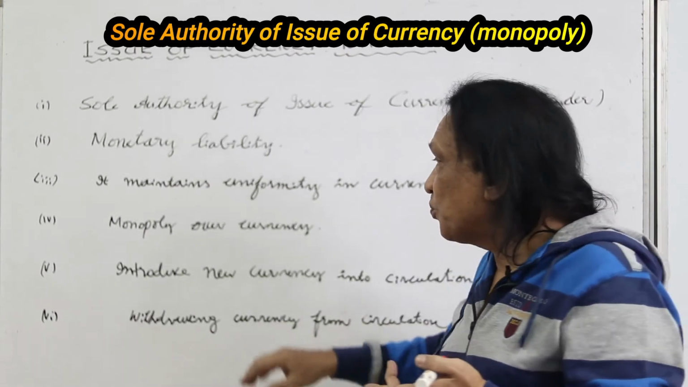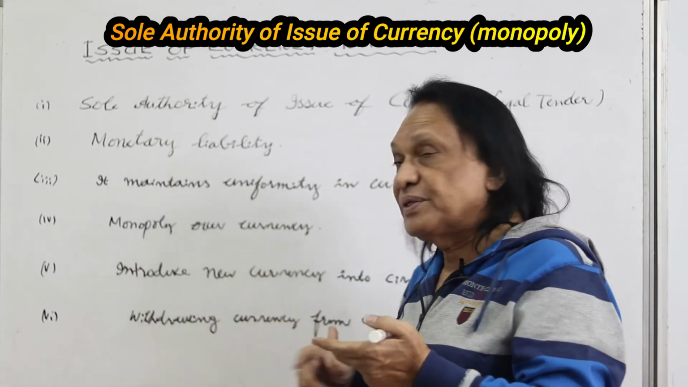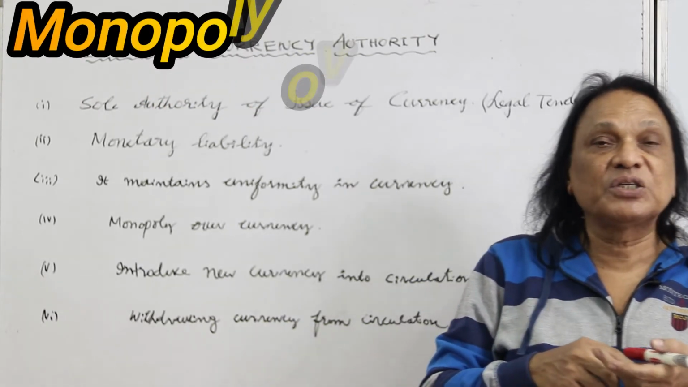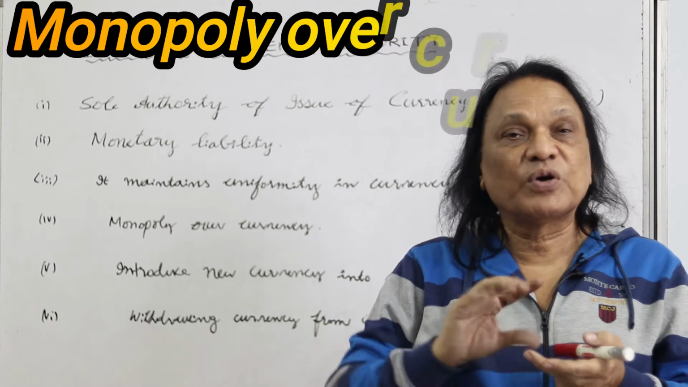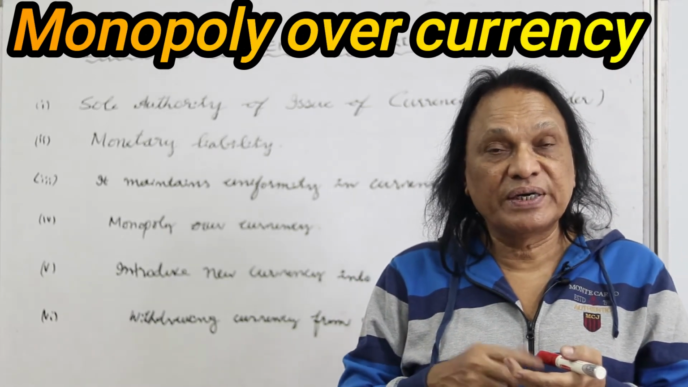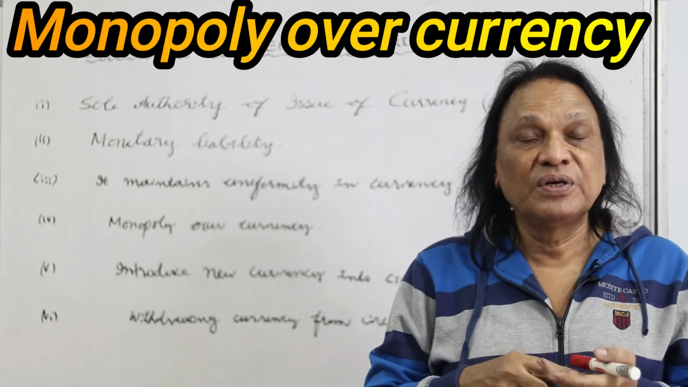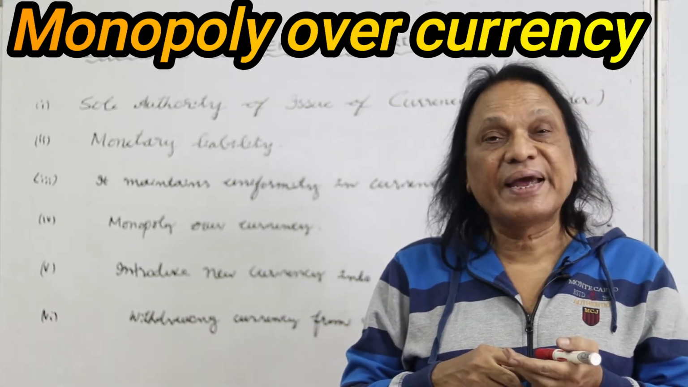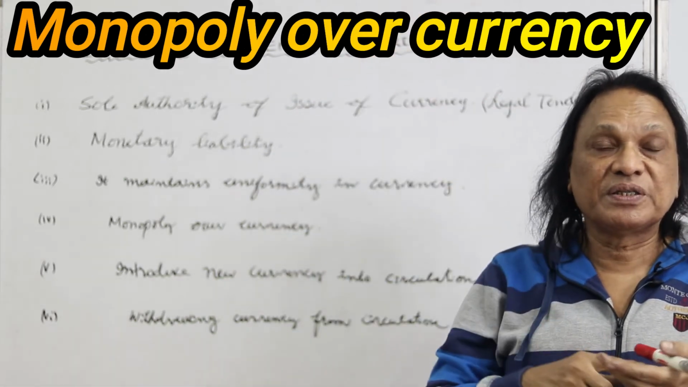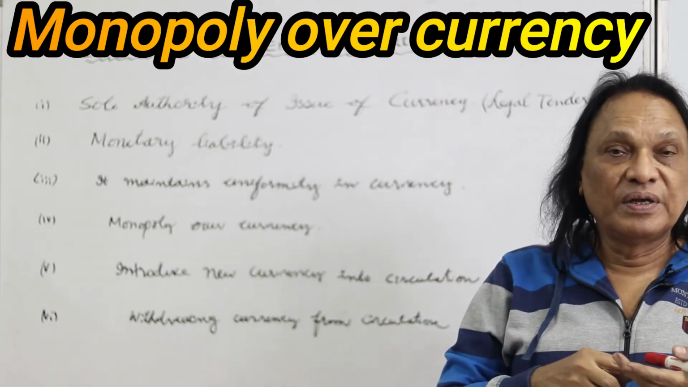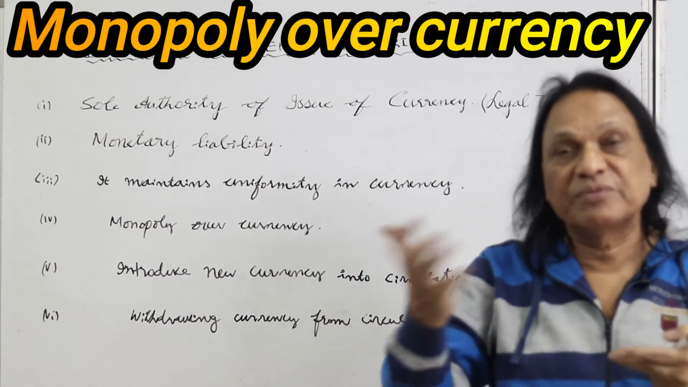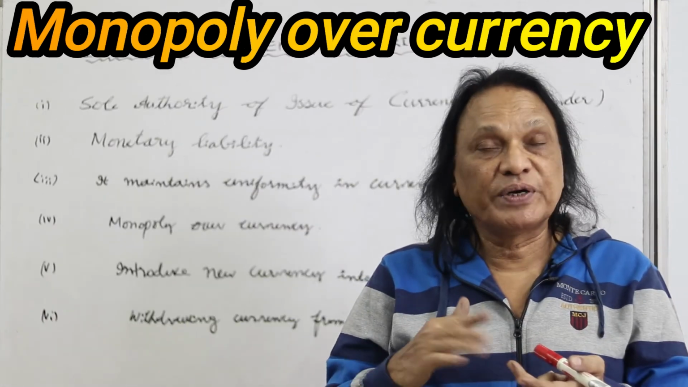So relating to this point here, monopoly over currency. It has monopoly over currency. No other bank can issue currency in the economy. No commercial banks, no other bank. Why do they have sole authority? Why monopoly it has? So that in case of inflationary gap and deflationary gap, inflation, depression, the central bank can control and expand. They can put more currency in the economy, they can withdraw the currency from the economy, so it has the complete control.